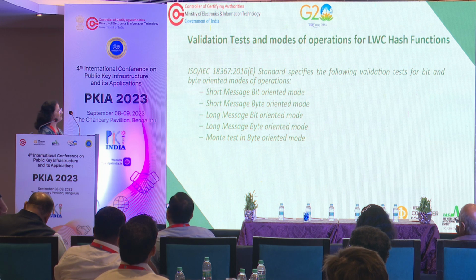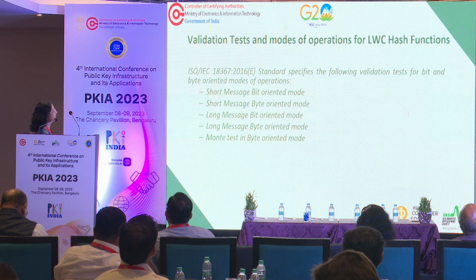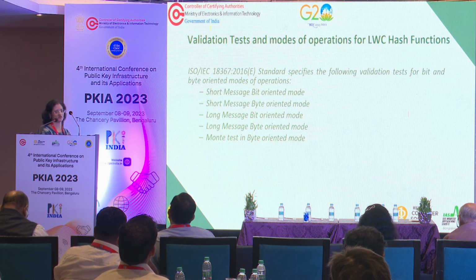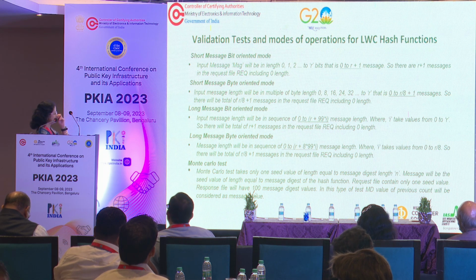The ISO document 18367 specifies different modes of operation and validation tests for hash functions like short message bit oriented, short message byte oriented, long message bit and byte oriented, and Monte Carlo tests. Depending upon the validation test and modes of operation selected, the message sizes will vary.